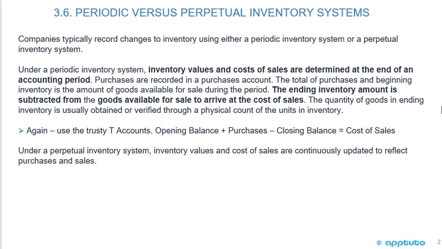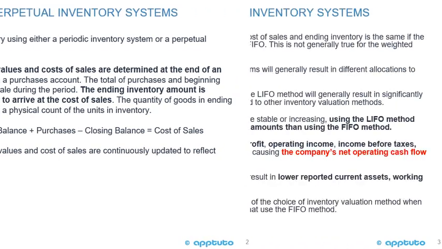So again, we're going to use our trusty T accounts here. The opening balances plus purchases minus closing balance equals the cost of sales. Under a perpetual inventory system, inventory values and cost of sales are continuously updated to reflect purchases and sales.